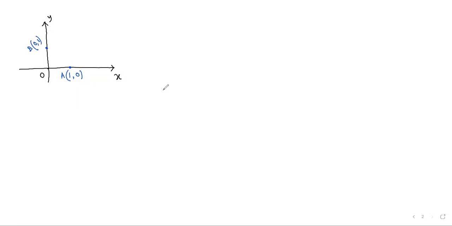Okay. Now, suppose I am interested in a point (x, y), where I am taking x to be greater than 0 and y to be greater than 0. For simplicity, I am only choosing the positive quadrant of the two-dimensional plane for the time being. I'm only concerned about the positive quadrant right now.